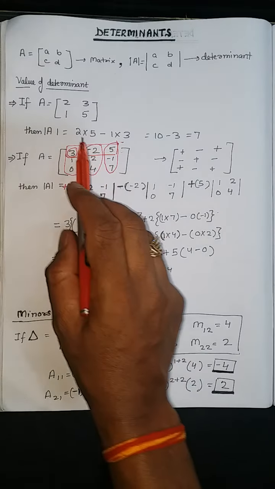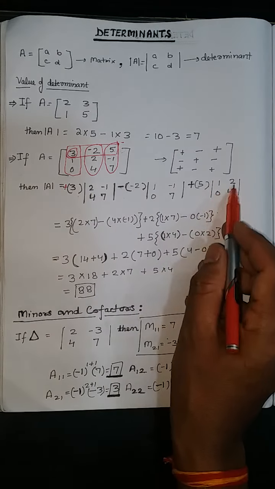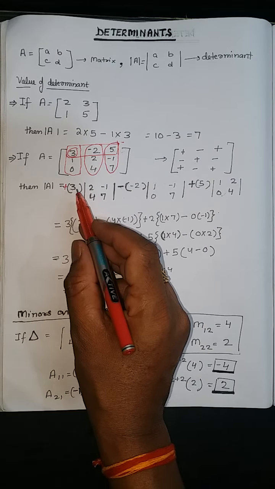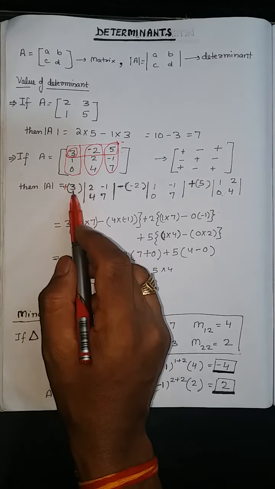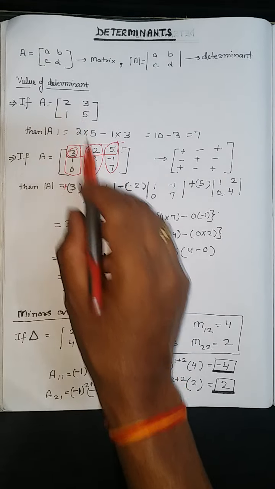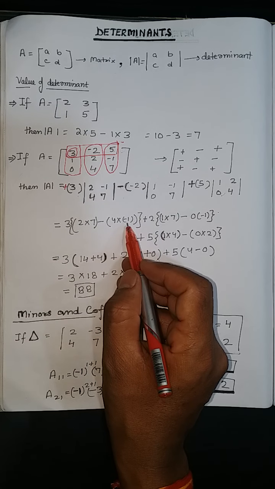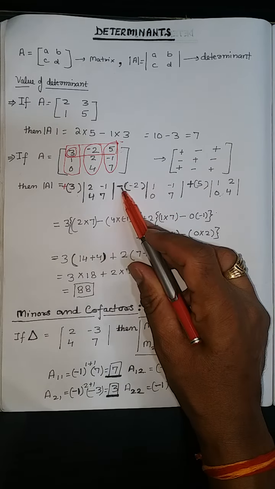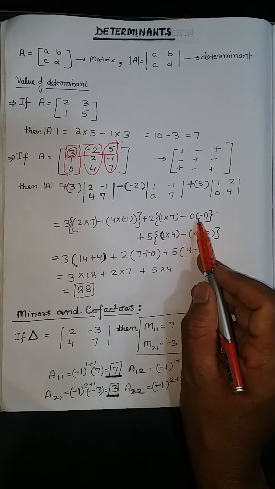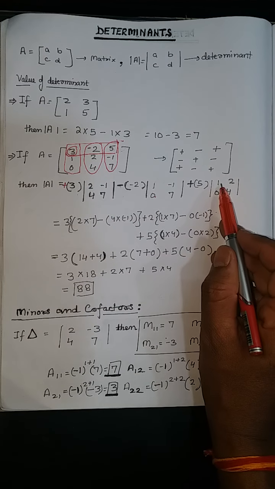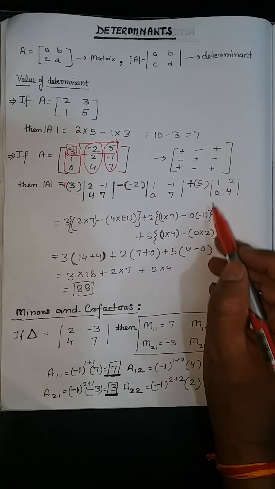Now as we have seen how to solve a 2 by 2 matrix, now we have got 2 by 2 matrices here, along with this number 3. We have to solve this value like we have solved here. 2 into 7 minus 4 into -1. Same way, along with sign, minus minus is plus 2, 1 into 7 minus 0 into -1. And then comes 5 into 1 into 4 minus 0 into 2.